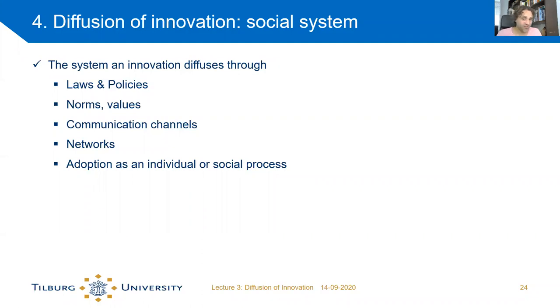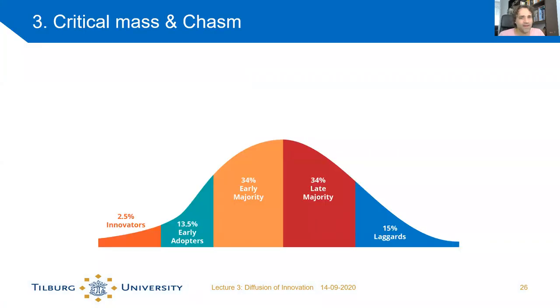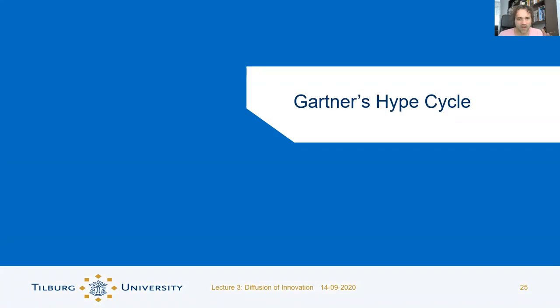Okay, so that's diffusion of innovation in a nutshell. I think there is one interesting addition to make on the diffusion of innovation, and that has to do with Gartner's hype cycle. Gartner is a consultancy company, consulting on basically anything, but also on technology adoption. And they have created a hype cycle in which they try to predict if a technology is hyped or not, or if it may be a success. A bit unclear, but it will become clear on the next two slides.